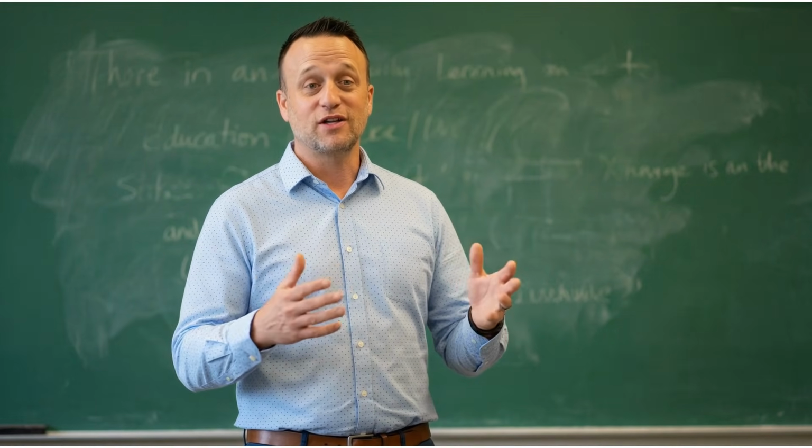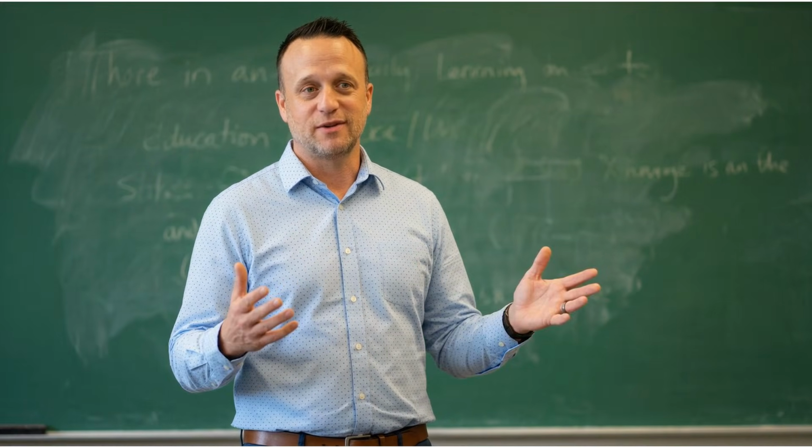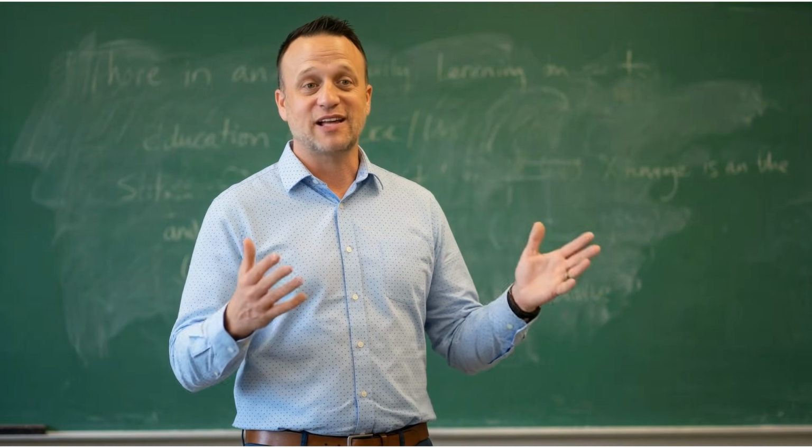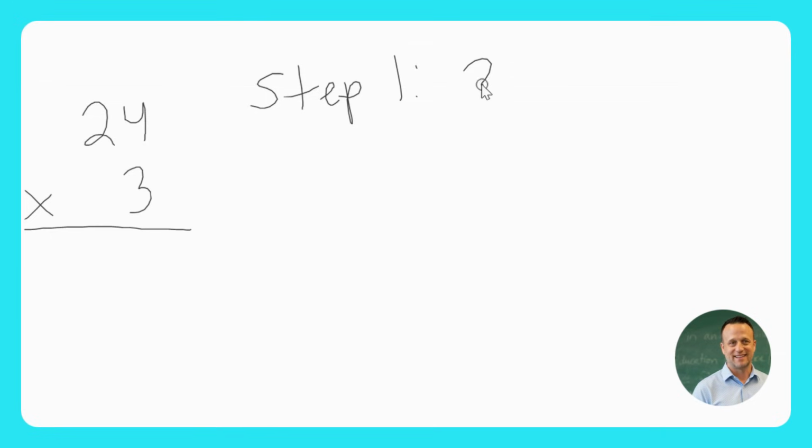Today's video is going to walk you through the step-by-step process for multiplying two-digit by one-digit numbers, otherwise known as the standard algorithm. Let's take 24 times 3 as our first example. First things first, we write the factors vertically stacked, making sure place values align. Remember, neatness makes a difference in math.